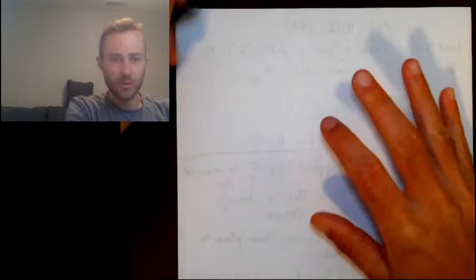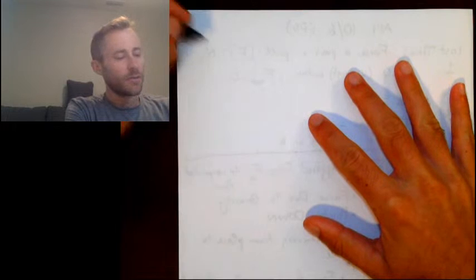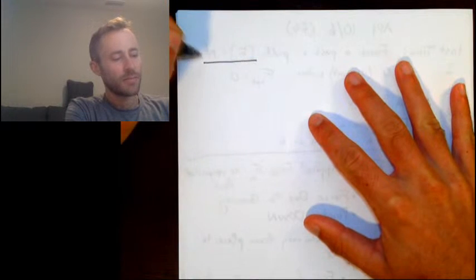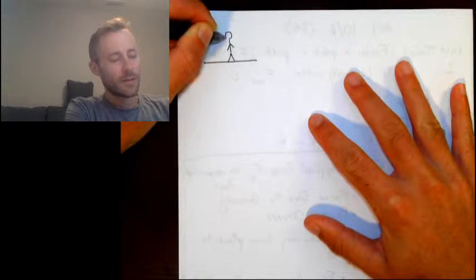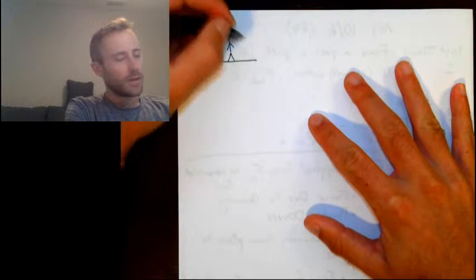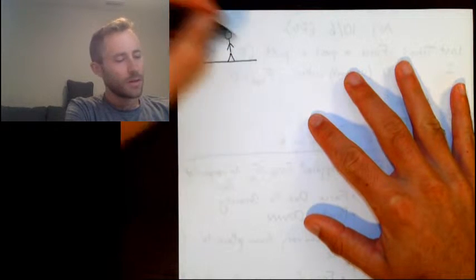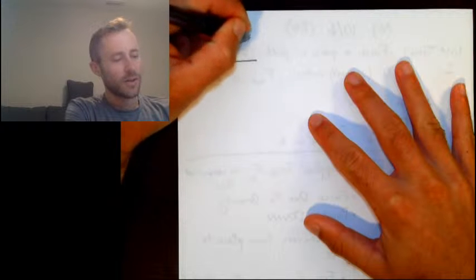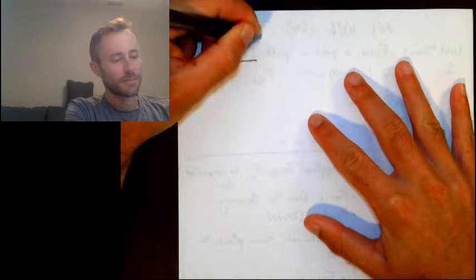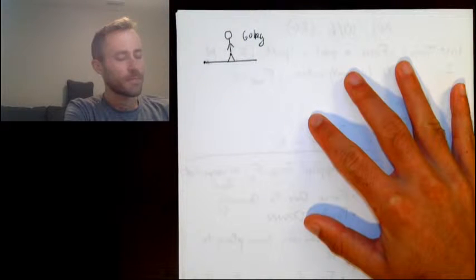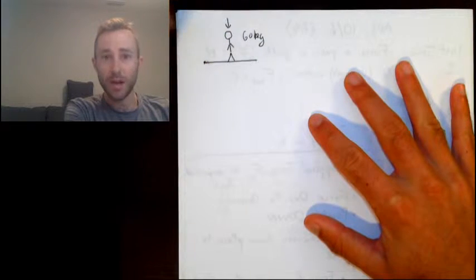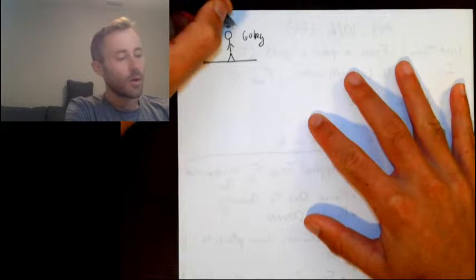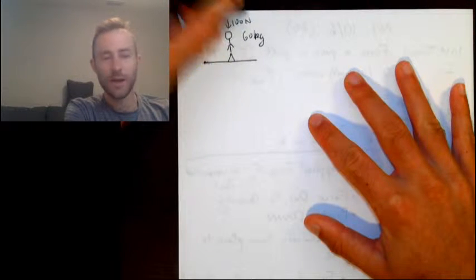So here's some examples. What if you have that same 60 kilogram person, but that person is being pushed downward by an additional 100 newton applied force.